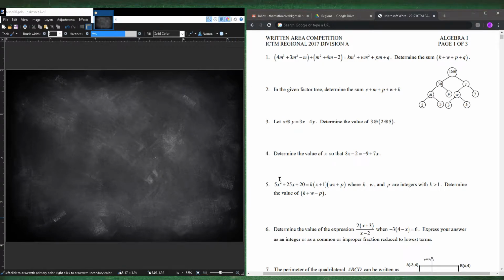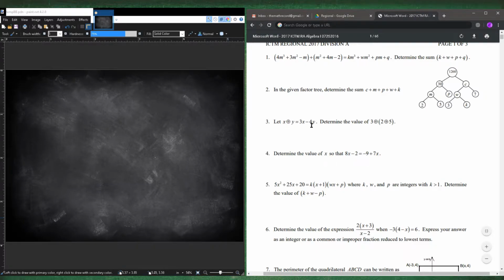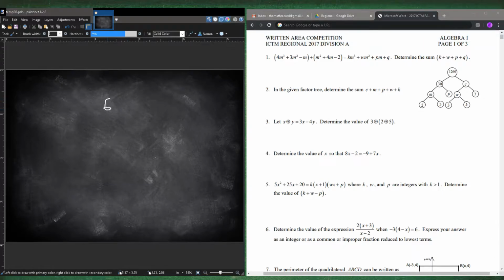Number 3, let this function equal 3x minus 4y, or like equation. Determine the value of 3 of that equation and then 2 of that equation again. Right? So we do the parentheses first. So 2, this function 5. So that's 6. 3 times 2 is 6. And then minus 4 times 5, which is 20. So minus 20. So that's equal to negative 14. Okay, so we have 3 and then that function negative 14. So 3 times 3 is 9. Negative 14 times negative 4, that's 56. So 9 plus 56 is 65. And that's your answer for number 3.